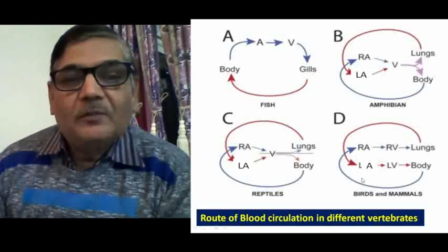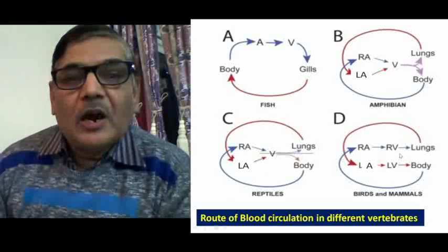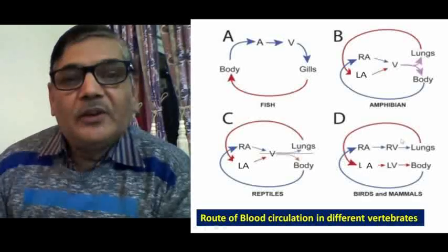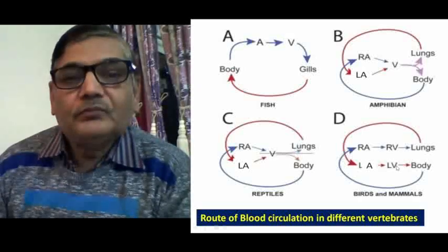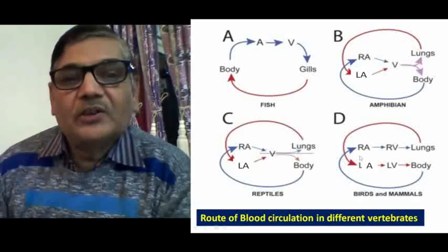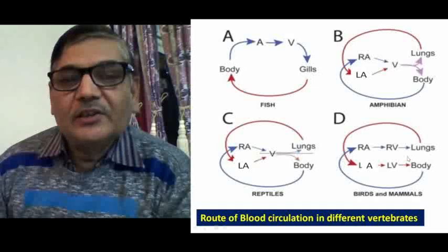Now in case of birds and mammals, the heart becomes four-chambered. That is, the auricles get properly divided into right and left auricles, and the ventricle also gets completely divided into right ventricle and left ventricle. So here in this case, there is complete separation of oxygenated and deoxygenated blood in case of birds and mammals.